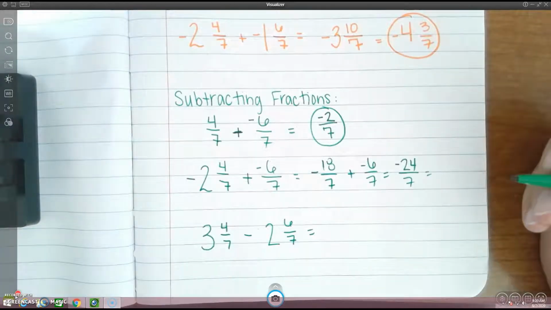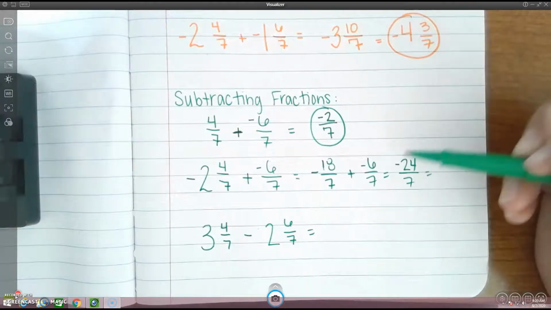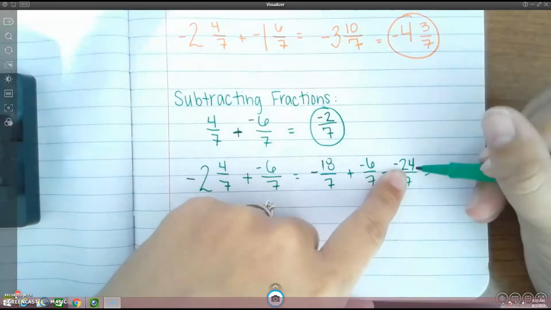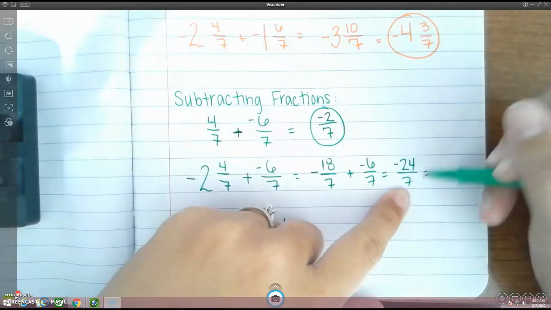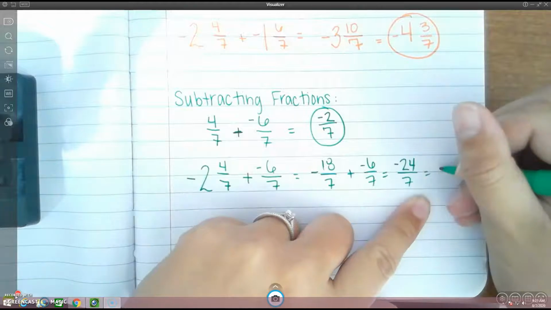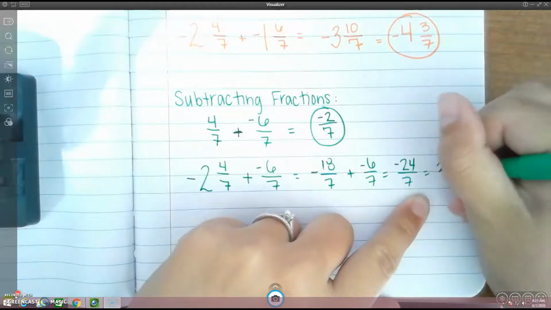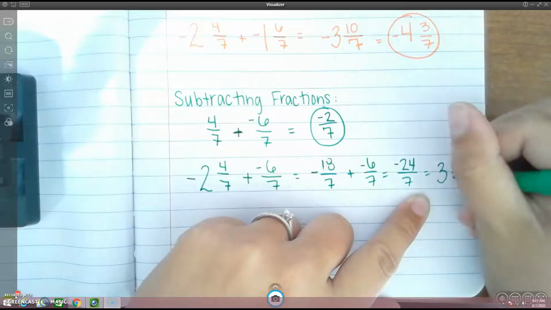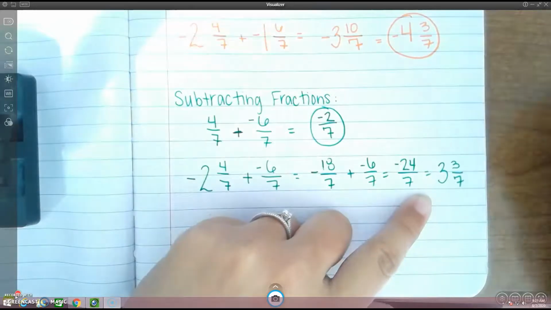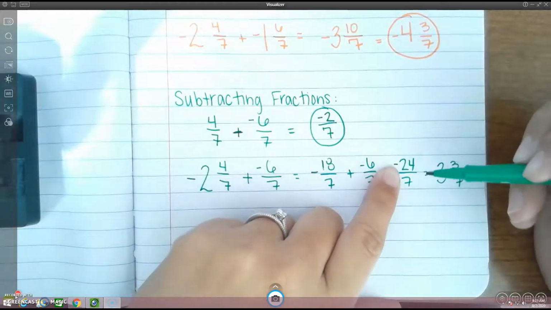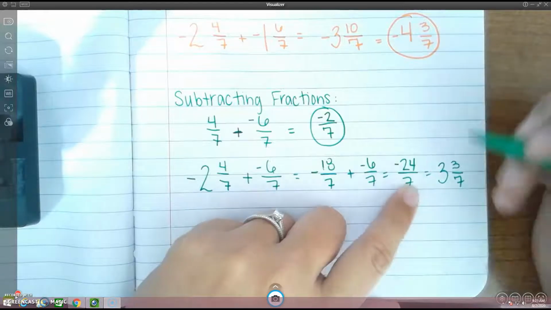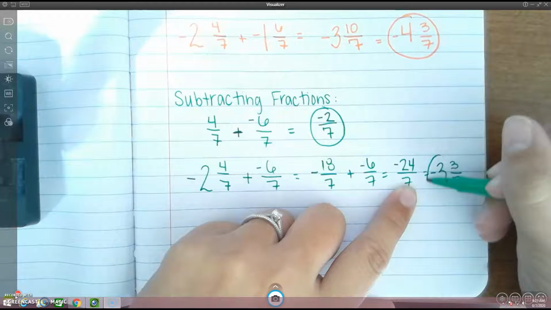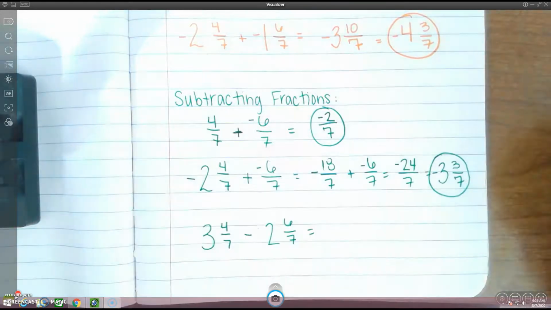And once again, we want you guys to reduce. Okay, so this is improper. It needs to be a mixed number now. So 24 divided by 7. 7 goes into 24 3 times, with a remainder of 3. And then keep the denominator of 7. Don't forget though too that it was a negative. So just go ahead and put the negative out in front of the 3. So we have negative 3 3/7.